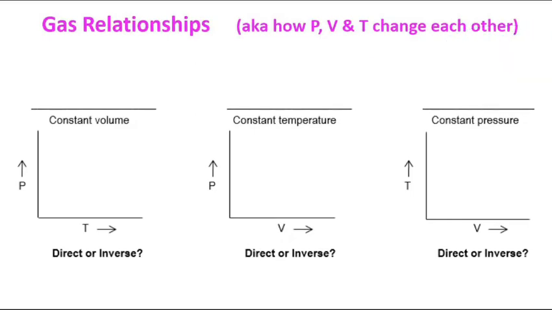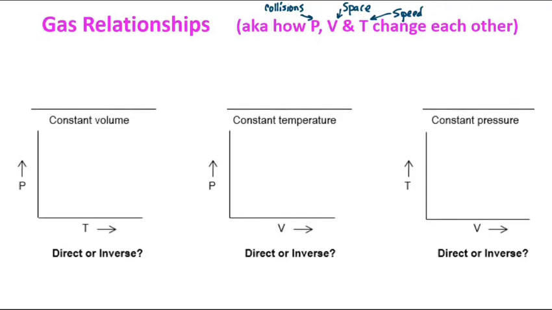So I'd like to help you reason through this. And the most important thing to remember as we're reasoning through this is that our pressure is all about collisions. Our volume is about the amount of space that things take up, and our temperature is about how fast or slow things are moving, the speed of those gas molecules. So those are the 3 things we need to keep in mind as we are talking about how these things will change each other.